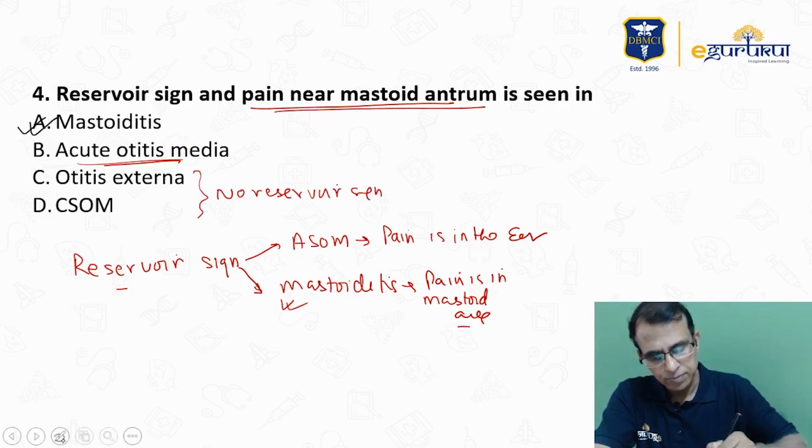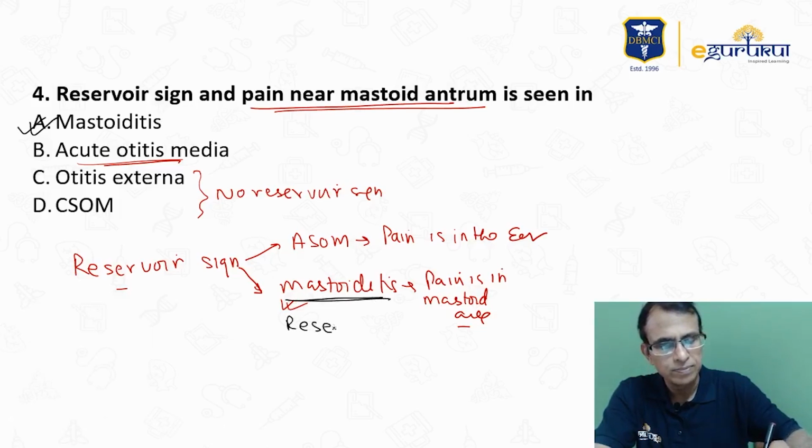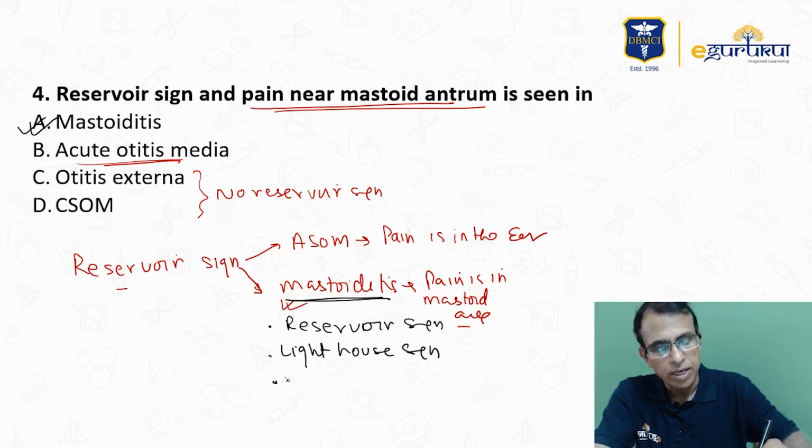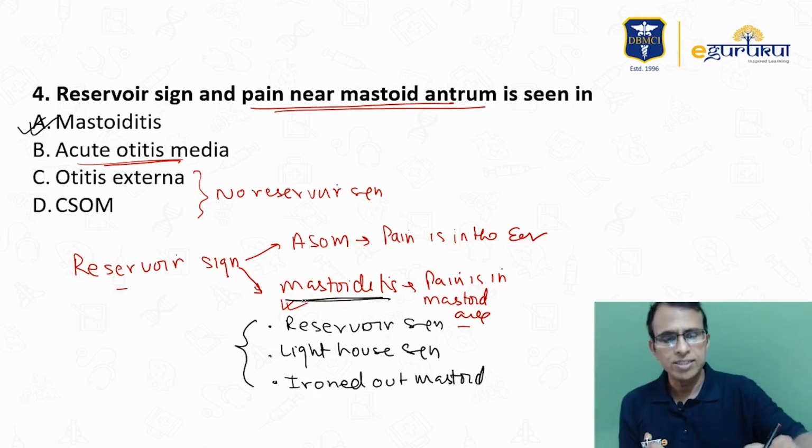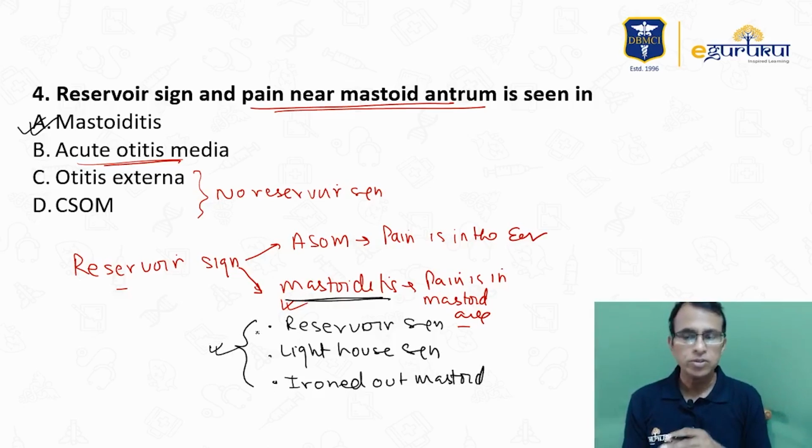So in mastoiditis, we have reservoir sign, then we have lighthouse sign also, then we have ironed out mastoid. If you have attended my lectures, you'll have seen that in every lecture I tell you mastoiditis has these signs. So it's not an uncommon question, it's a very common question. It's a very simple question actually, nothing difficult. I hope you got it right. Okay.